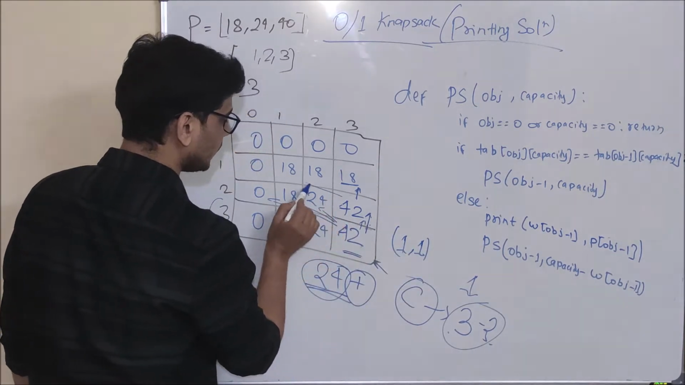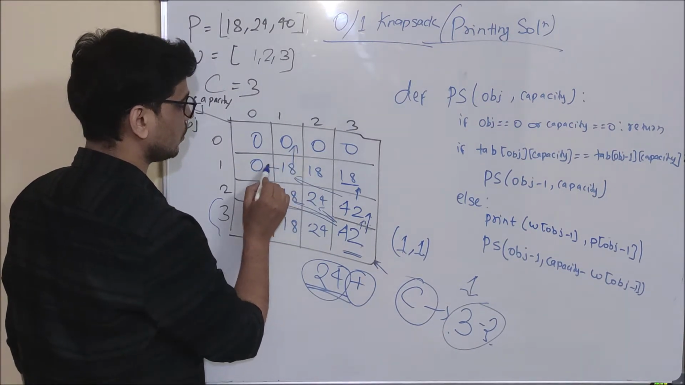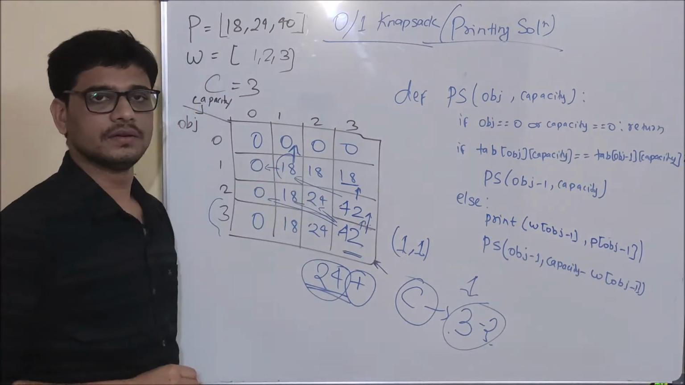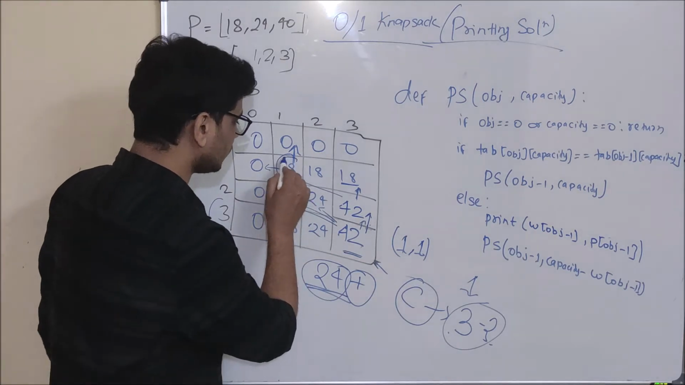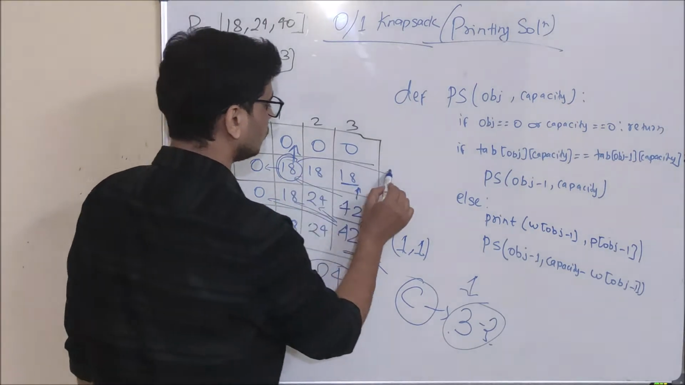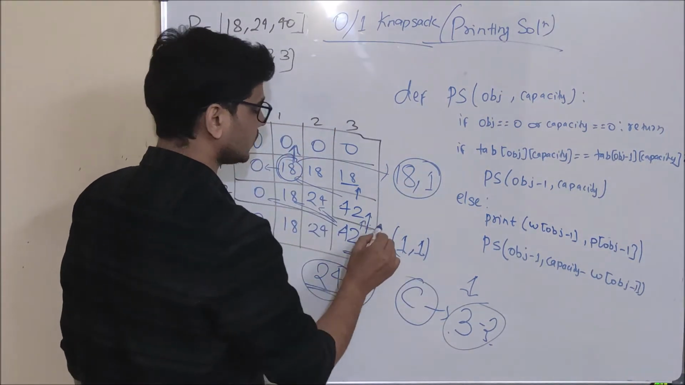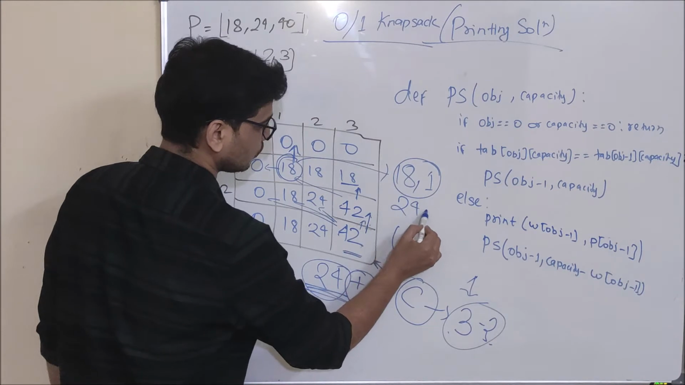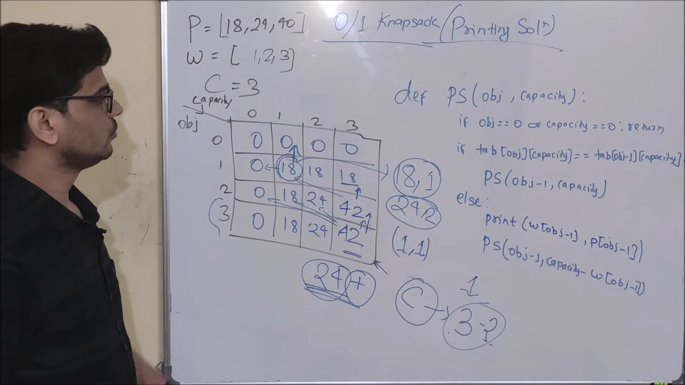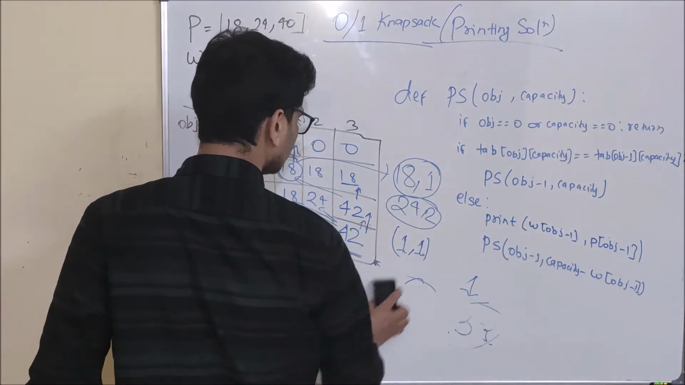So basically I will go here and I will check whether my value came from here or here. As you can see, my value didn't come from here. What it means? I have taken the first object also. So what I will do here? I will print 18 and 1. That is, I have taken the first object, and here I have already printed 24, 2. That is, I have taken the second object also. So now let's see how this code is going to do this particular thing for us. That is, we are going to do a dry run for this particular code.